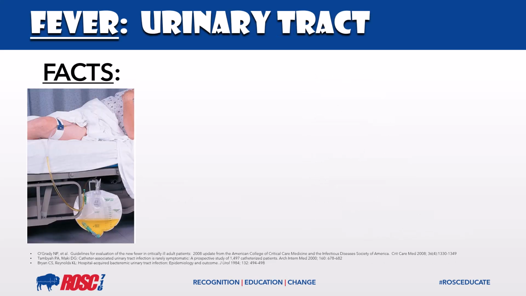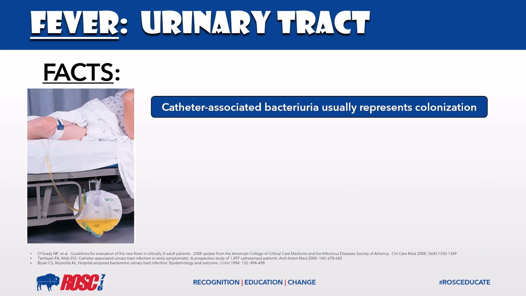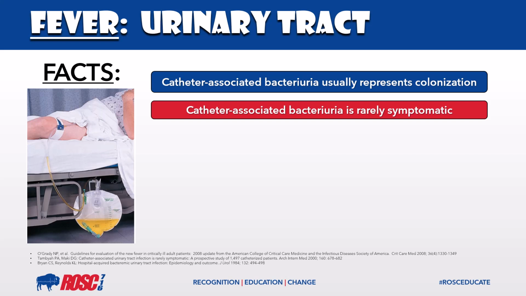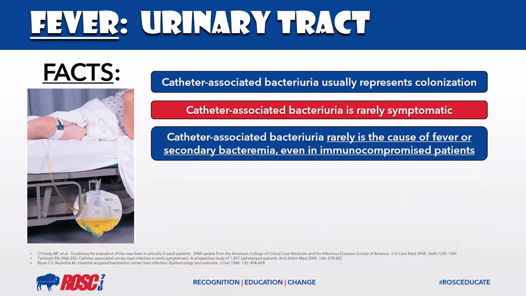Catheter-associated urinary tract infections unfortunately are not rare, but fever in an already established ICU patient has a poor predictive value for urinary tract infection. We know that catheter-associated bacteria usually represents colonization. So bacteria in the urine is usually a colonization on the catheter and not an infection. We also know that catheter-associated bacteria is rarely symptomatic, and this makes sense. We're bypassing the plumbing. There may be a rarity of a suprapubic tenderness, but other than that, it's not surprising that these infections are not symptomatic when they are present. And again, a very interesting fact, catheter-associated bacteria rarely is a cause of fever in an established ICU patient.